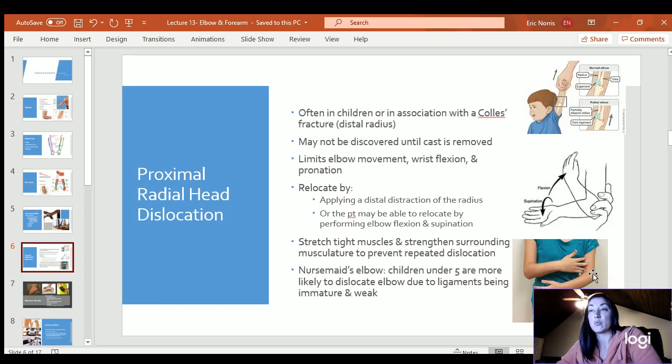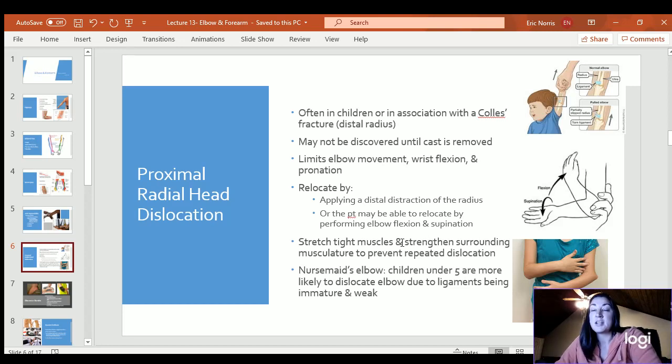What we would do to relocate it, which would be the first thing, you wouldn't want to just avoid it and do therapy. You need to relocate it. They may be able to relocate it by themselves by just flexing and supinating. So supinate the arm and then flex it, and it may go back in by the distraction force that's occurring there just with that movement. If not, then you can grab the proximal radial head and do a distraction force, and then it can relocate there. You could even have them flex after you pull it into distraction.